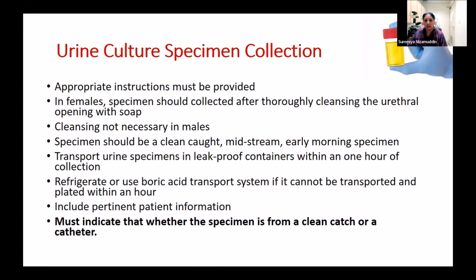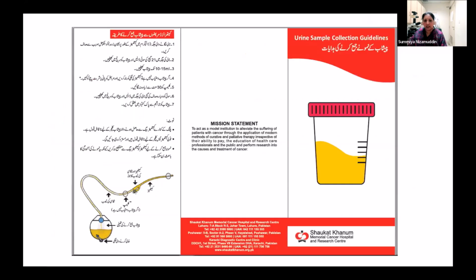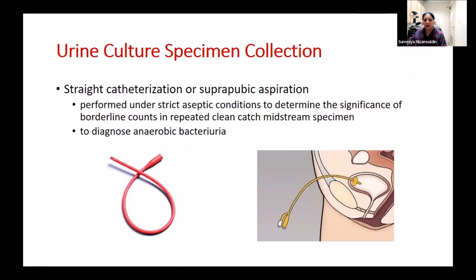So boric acid is basically a transport medium that we use when transporting urine samples from collection centers to the lab. So that overgrowth of bacteria does not happen inside. So that's why boric acid has been added into these containers. If for example your patient has a suprapubic catheter in place, then strict aseptic conditions are needed for sample submission.